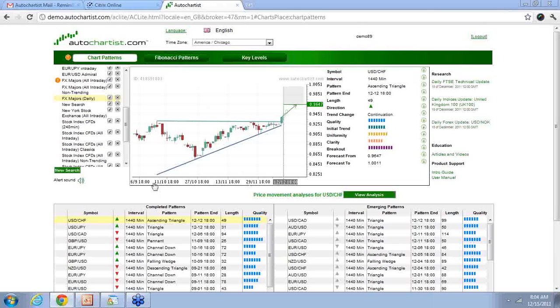Okay, for those of you who are not familiar with the program, I'll show you the Autochartist screen. This is the web version. It's broken up into three main categories: chart patterns, Fibonacci patterns, and key levels. Now, since I'm doing this live, hopefully I'll have examples in all three.